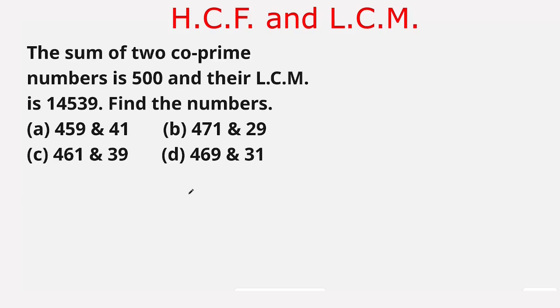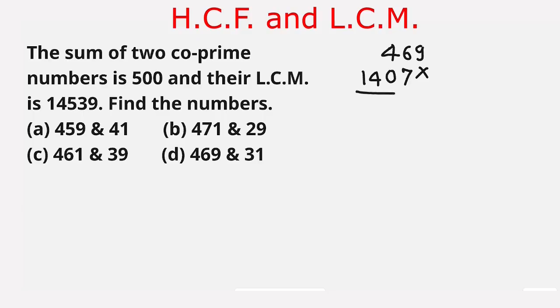Now we have to select from option B and option D. So it is easy to multiply these numbers. I take option D, 469 multiplied by 31. 1 times 469 is 469, and 9 times 3 is 27. We write 7 and carry 2. 6 times 3 is 18 and 2 is 20. We carry 2. 4 times 3 is 12. 12 plus 2 is 14.